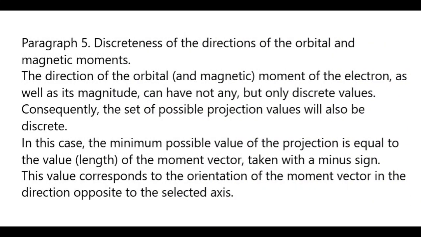Paragraph 5. Discreteness of the directions of the orbital and magnetic moments. The direction of the orbital and magnetic moment of the electron, as well as its magnitude, can have not any, but only discrete values. Consequently, the set of possible projection values will also be discrete. In this case, the minimum possible value of the projection is equal to the value, length, of the moment vector taken with a minus sign. This value corresponds to the orientation of the moment vector in the direction opposite to the selected axis.